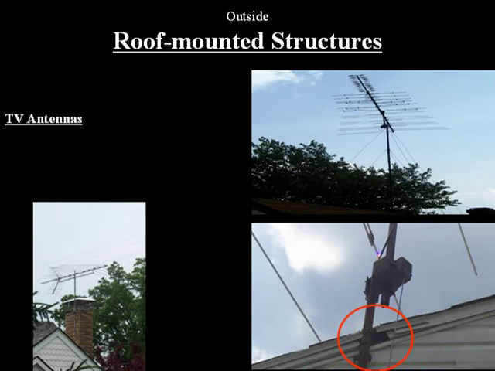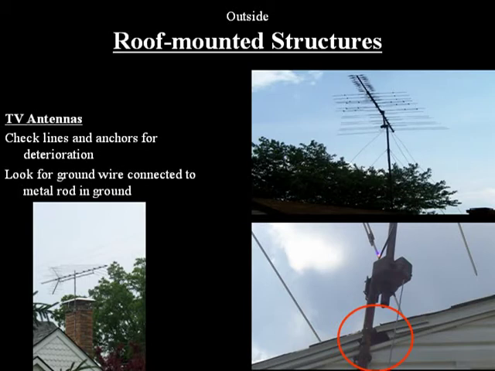Many houses still have large antennas on their roof. Sometimes these are strapped to the chimney for a little extra support. If there are any lines with anchors, check them for deterioration. A strong wind could lead to a bad accident. Also, look for a wire that connects the antenna to a metal rod in the ground. This is a grounding wire, and it's imperative if you do not want to be electrocuted.